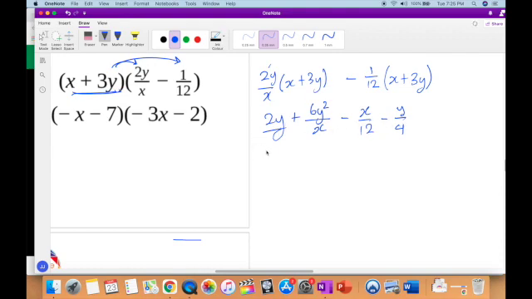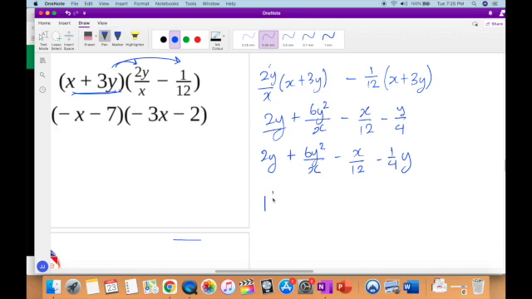I think, you know, we could simplify it a little bit, but if you had this fair answer, that shouldn't be a problem, right? But remember, this is 2y plus 6y squared on x minus x on 12 minus a quarter y. Y on 4 is a quarter y, right? So 2 minus a quarter is 1 and a quarter.